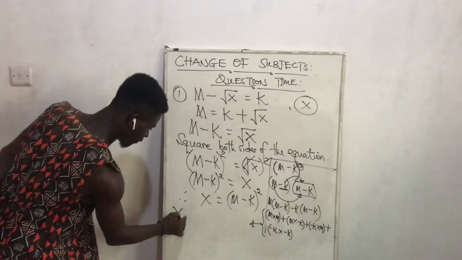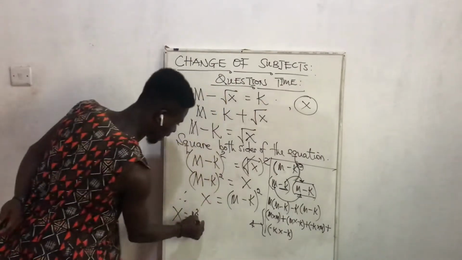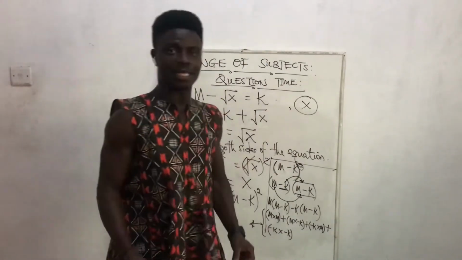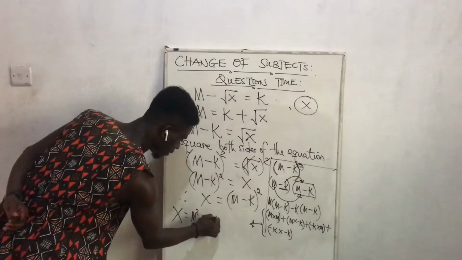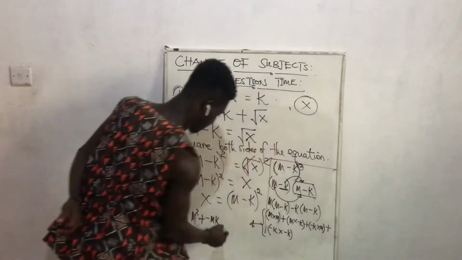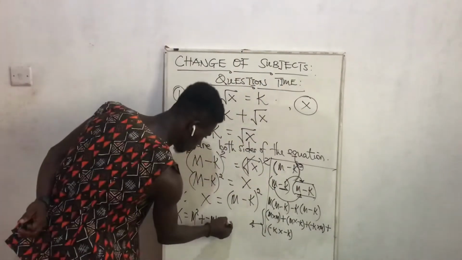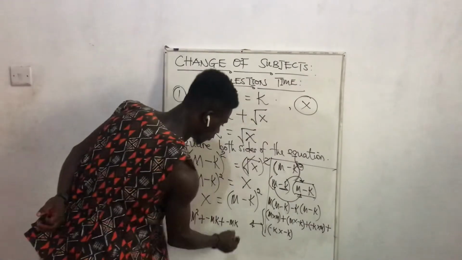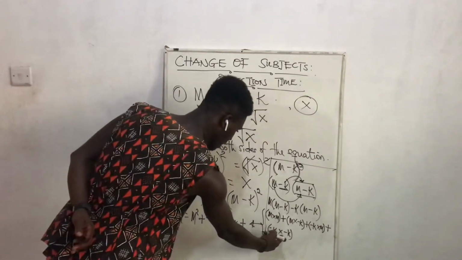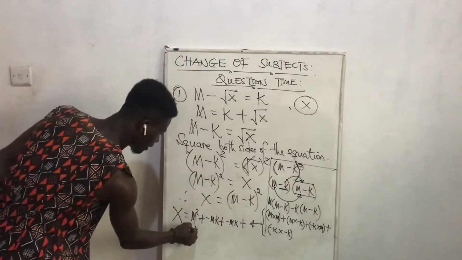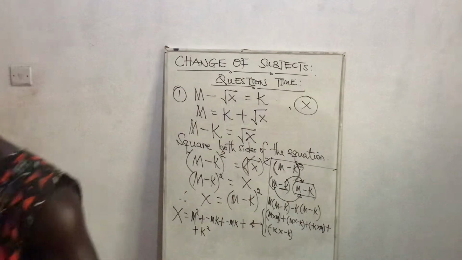So I have x being equal to m times m, which is m squared. Then plus I have what? m times minus k, which is positive times negative gives what? Negative. So I'll get negative mk. Then plus minus k times m, which is negative times positive, still gives what? Negative mk. Then plus negative times negative gives what? Positive. I believe you can see negative times negative gives positive. So I get positive k squared. So please watch it very, very well.